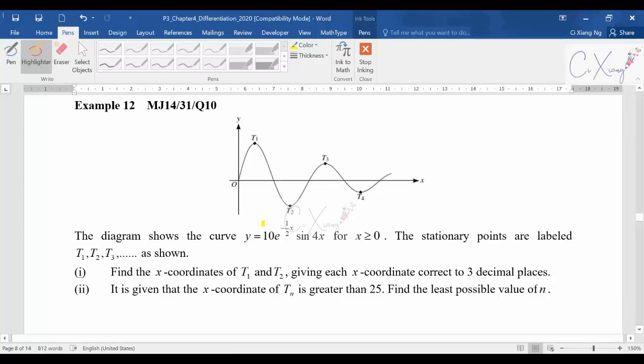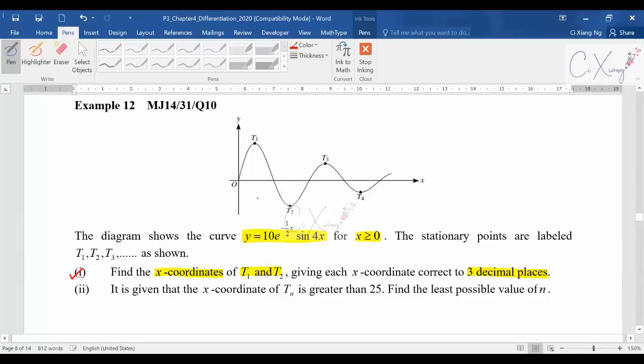If you have a look, I'm having the curve with this equation, and they only consider x greater than or equal to 0. It is shown in the figure like this. The stationary points are labeled T1, T2, T3, and so on. So you can see T1, T2, T3, T4, all these are the stationary points. First, they want you to find the x coordinates of T1 and T2, giving the value to 3 decimal places.